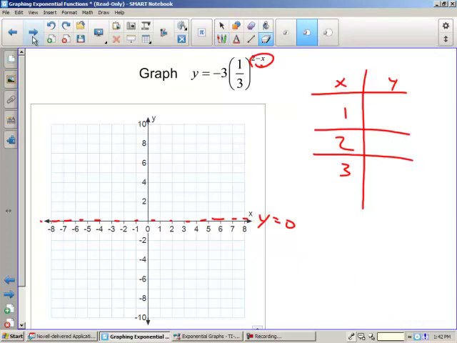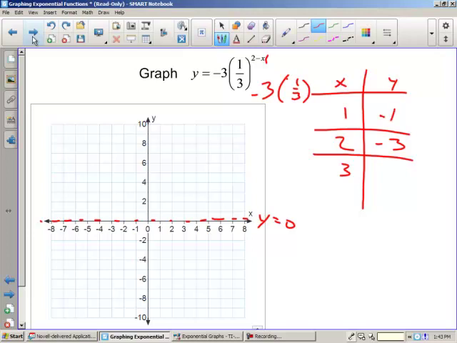Okay. Starting with 2. 2 minus 2 is 0. 1/3 to the 0 is 1. And so at 2, I'm going to get a value of -3. Let me try 1. If I put in a 1 here, 2 minus 1 is 1. 1/3 to the 1 power is 1/3. So I'm going to get -3 times 1/3, which is -1.